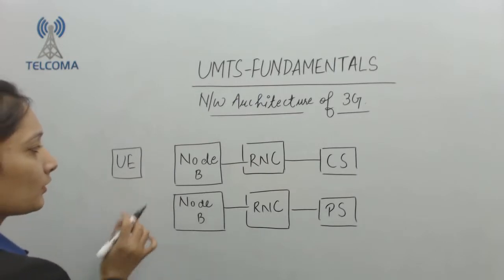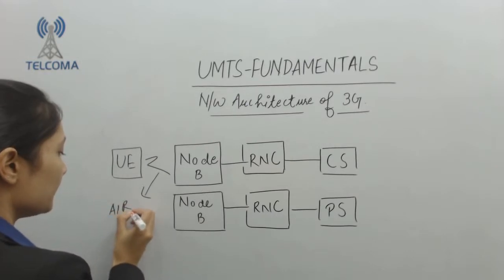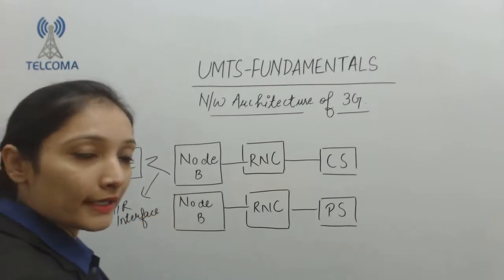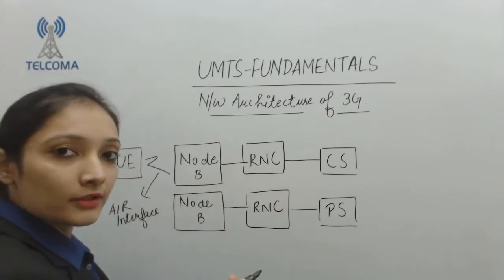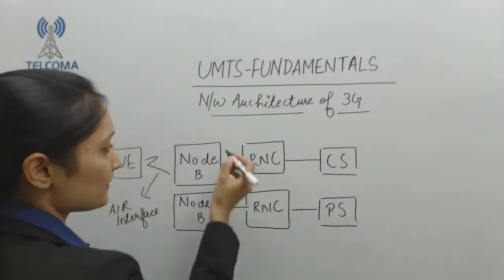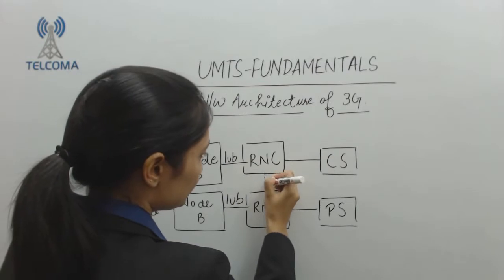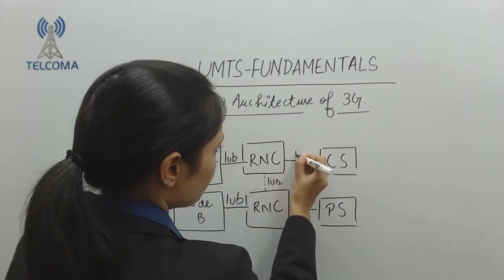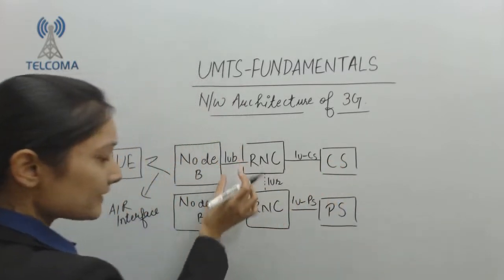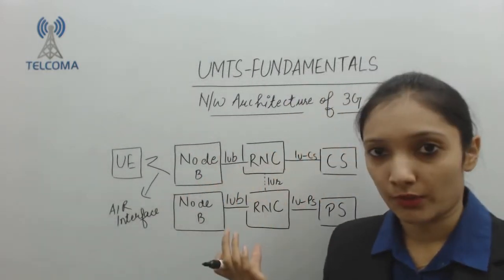First of all, we have the user equipment, which is connected to the node B with a radio or air interface. These node Bs are further connected to the next terminal, which are our RNCs, or radio network controllers, connected with the IUB interface. These are basically the interfaces which are used to connect the two different entities in a particular network.